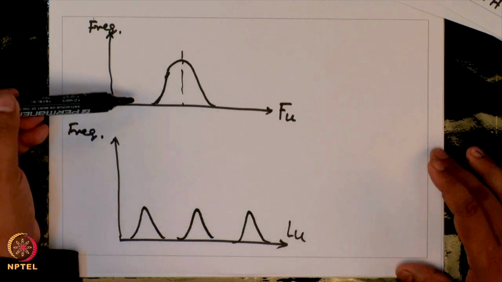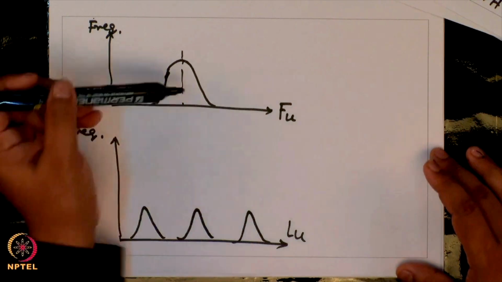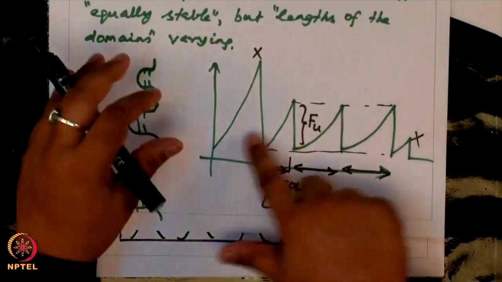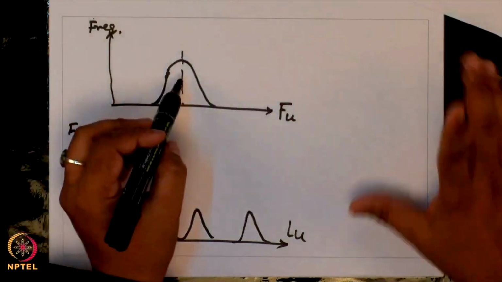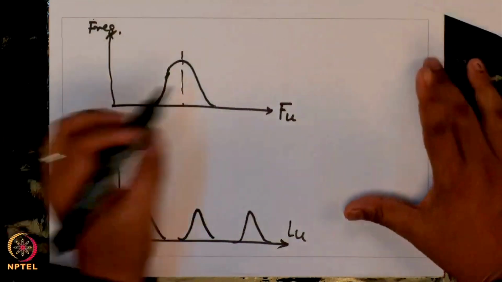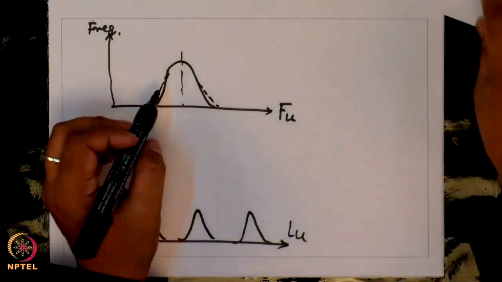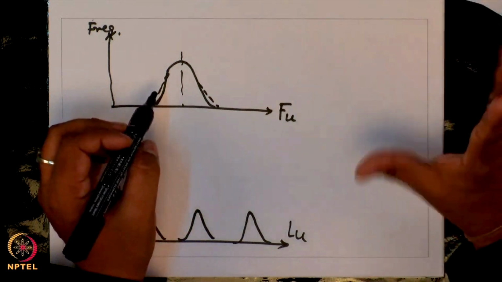One is the unfolding force and one is the unfolding length. For the unfolding force, because we assume that all the forces were of equal magnitude, that the domains are equally stable, I will get a single force peak. It might have a little bit more scatter because you are collecting the statistics from so many events, and there might be small variations in the standard deviation.